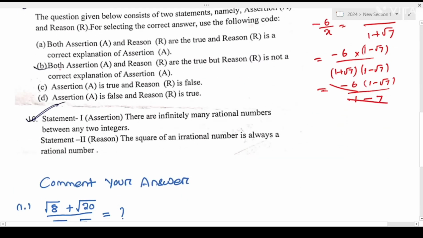Question number 10, that is, there are infinitely many rational numbers between any two integers. We already know, yes, this is true. And the square of an irrational number is always a rational number. Okay, maybe. So option number, the square of an irrational number, suppose root 2 is an irrational number, root 2 into root 2, that is 2.